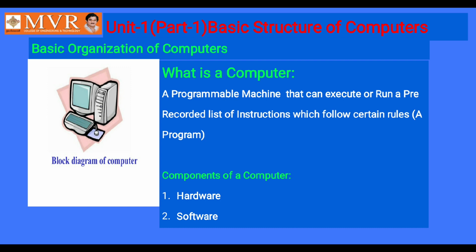So that's why a computer is defined as a programmable machine that can execute or run a pre-recorded list of instructions which follow certain rules. Means the certain rules together are called a program.